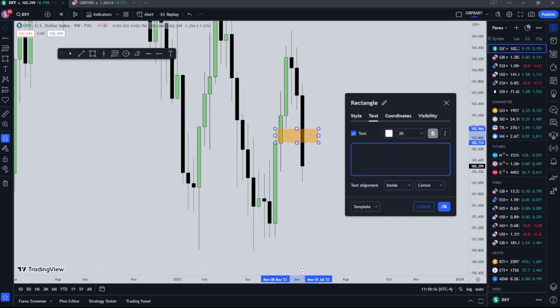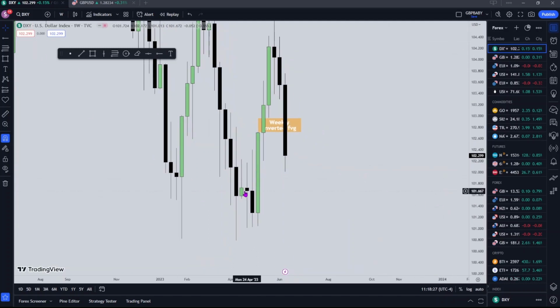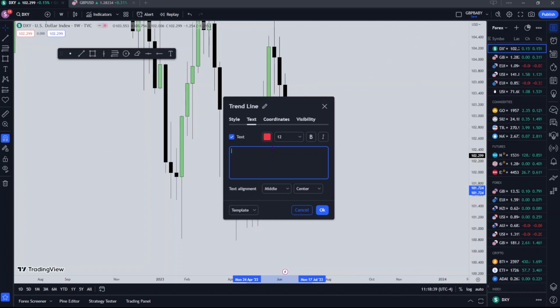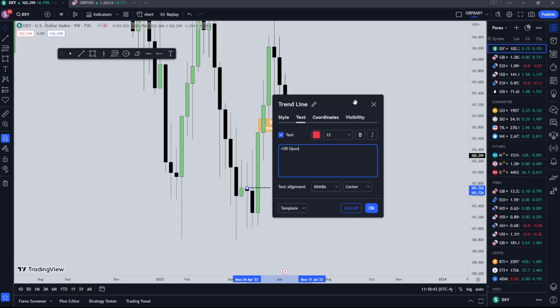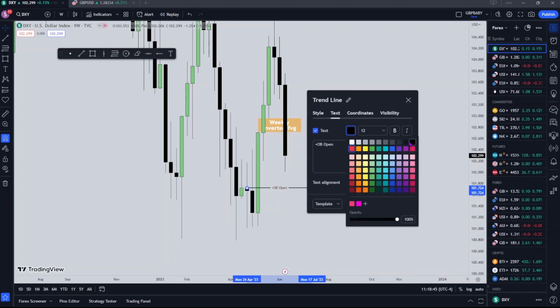So I'm going to put weekly inverted fair value gap. And then I'm also going to mark out the opening of this bullish order block. So I'm going to use these two candles and use this as the opening. And I'm going to put bullish order block opening. We'll make that black.